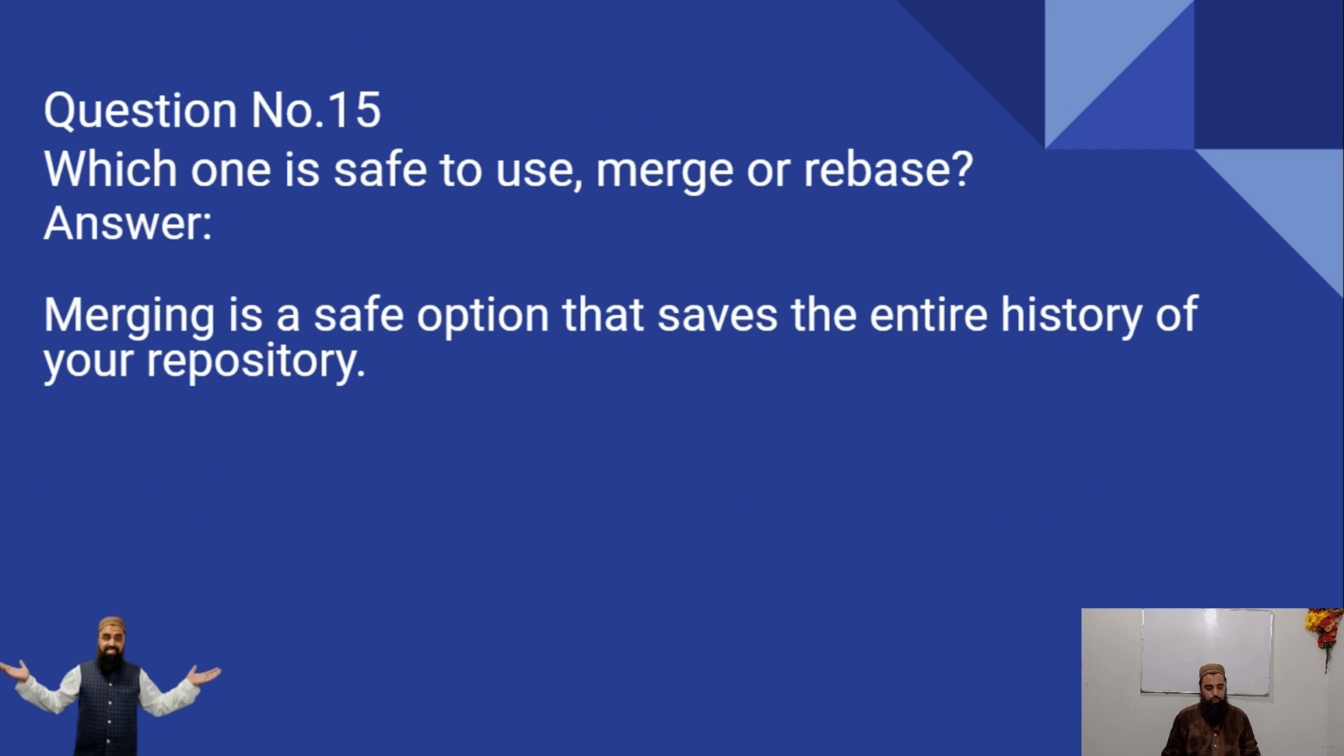Question number 15. Which one is safe to use now, merge or rebase? Merging is the safer option, because it saves the entire history of the repository. Just like I told you, every commit and all the history of both branches is saved.